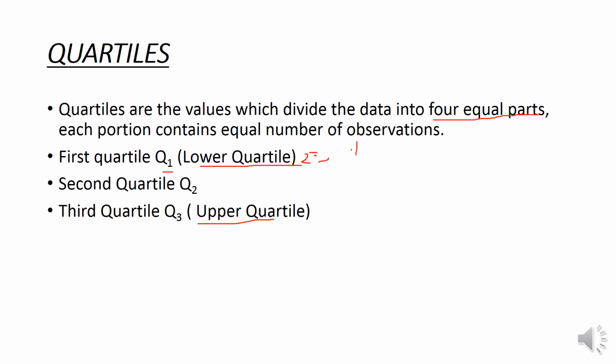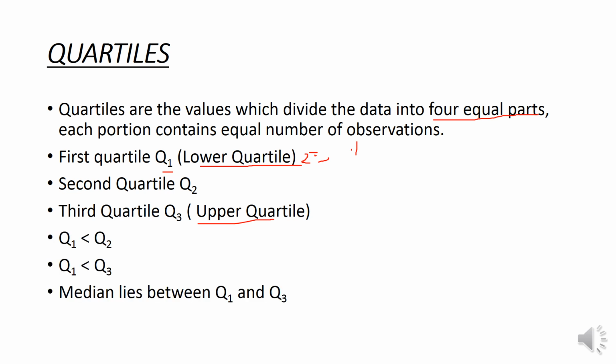In practice only the first and third quartiles are used, within which 50% of the central items lie. Q1 is always less than Q2, and Q2 is always less than Q3. So Q2 lies between Q1 and Q3. The median lies between Q1 and Q3.